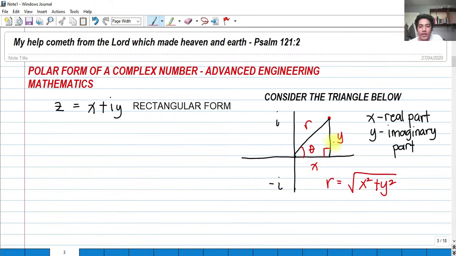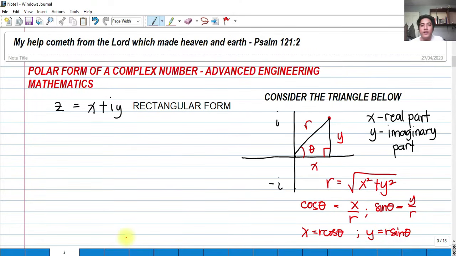So how do we get x and y? We can get x and y using the cosine theta and sine theta functions. For cosine, we have adjacent over hypotenuse, that's x over r. For sine theta, we have opposite over hypotenuse, so that is y over r. Getting x and y, x equals r cosine theta, and y equals r sine theta. So the polar form can be represented by the following.